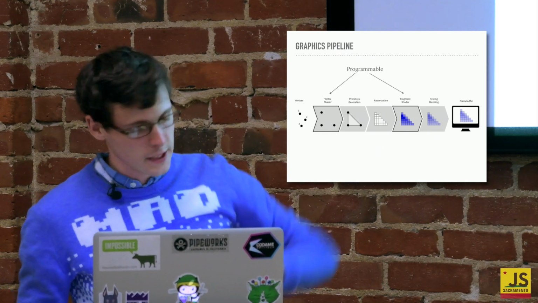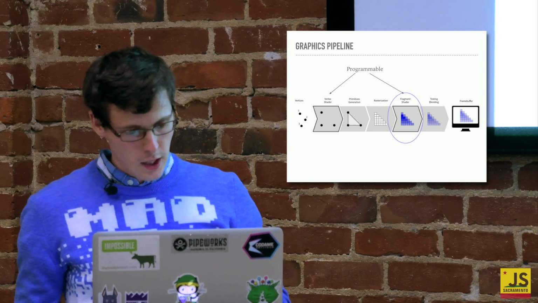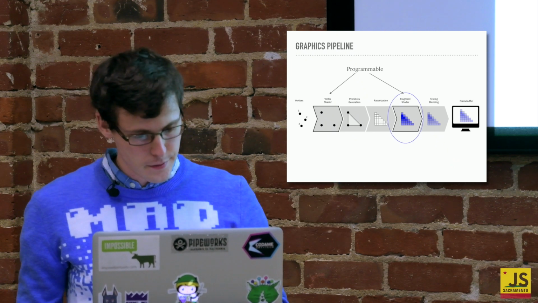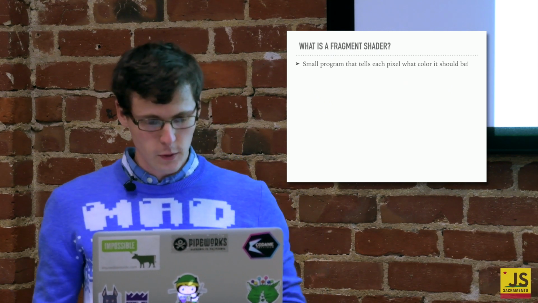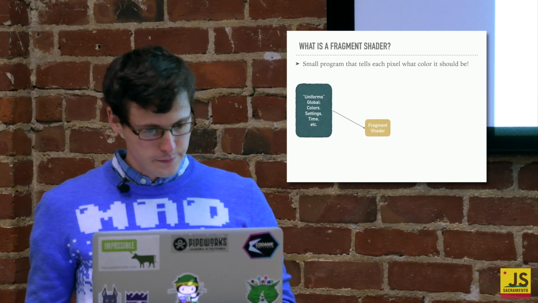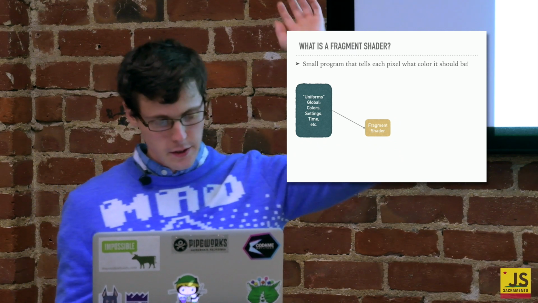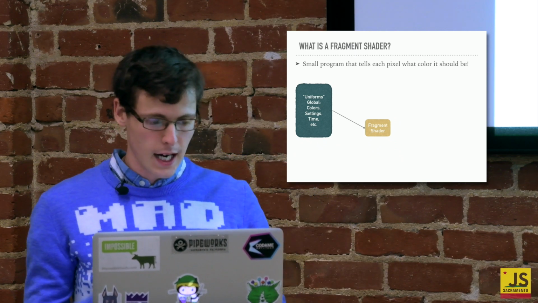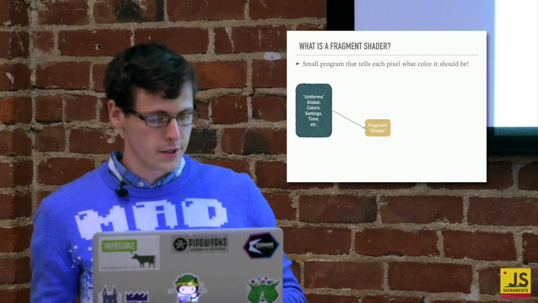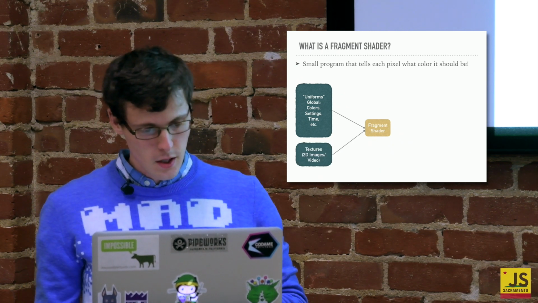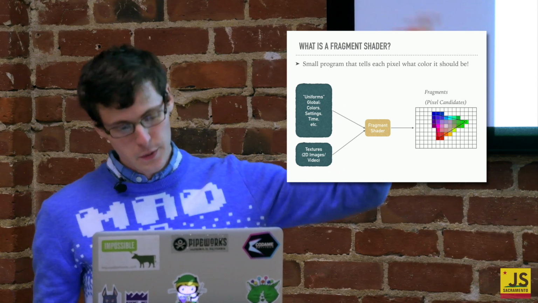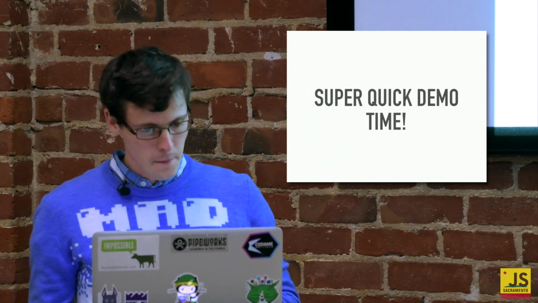The vertex shader and the fragment shader are programmable. Today, I'm just going to talk about fragment shaders. So what's a fragment shader? It's a small program that tells each pixel what color it should be. So it takes uniform inputs that are the same for every pixel on the screen, like time, colors, other configuration settings, and textures, like a 2D image or a video. And it outputs fragments, which are basically pixel candidates.